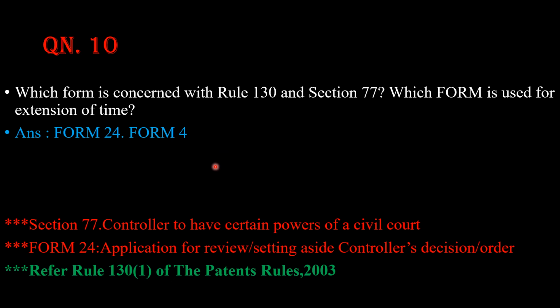Fine, I hope it is clear now. And so please refer section 77, that is controller to have certain powers of a civil court, form number 24, that is application for review or setting aside controller's decision or order, and please refer rule 130 sub rule 1 of the Patents Rules 2003.